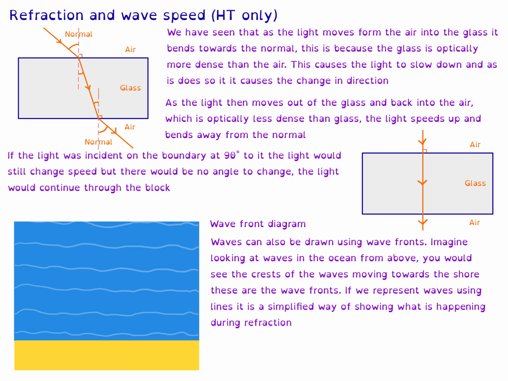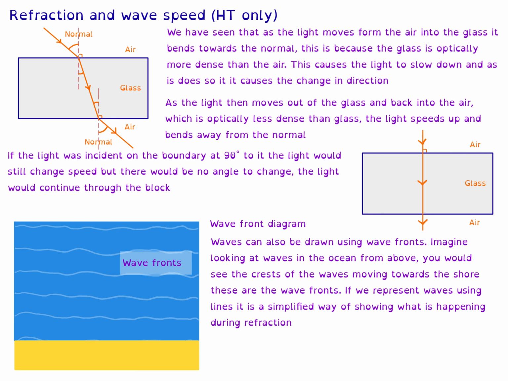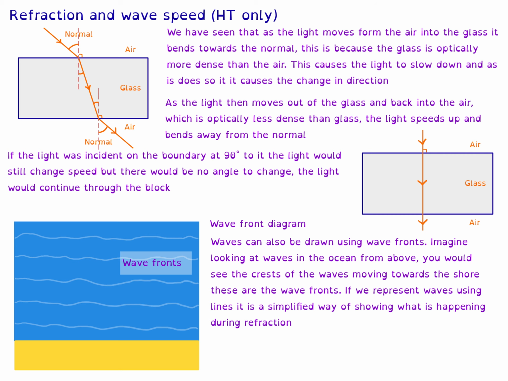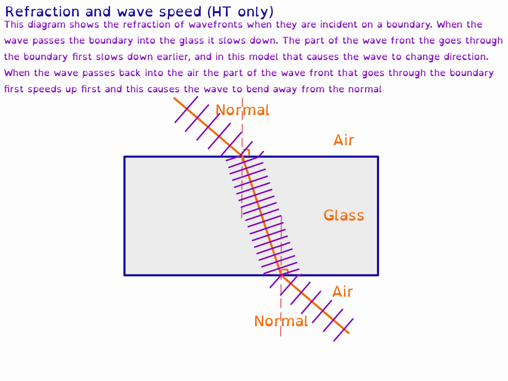Waves can also be drawn using wavefronts. Imagine looking at the waves in the ocean from above. You would see the crests of the waves moving towards the shore. These are the wavefronts. If we represent waves using lines, it is a simplified way of showing what is happening during refraction. This diagram shows the refraction of wavefronts when they are incident on a boundary.